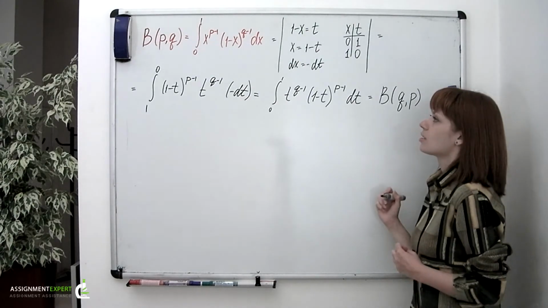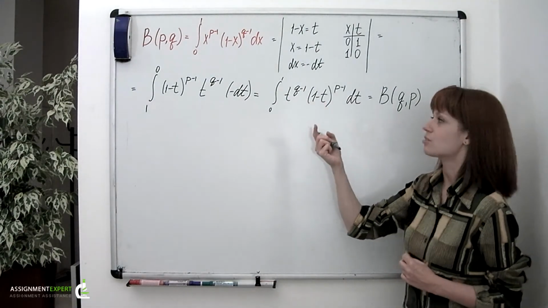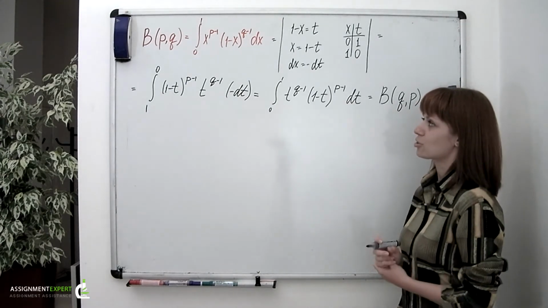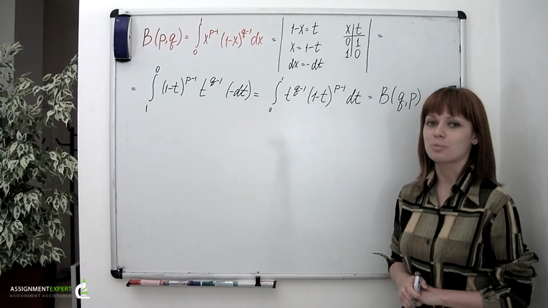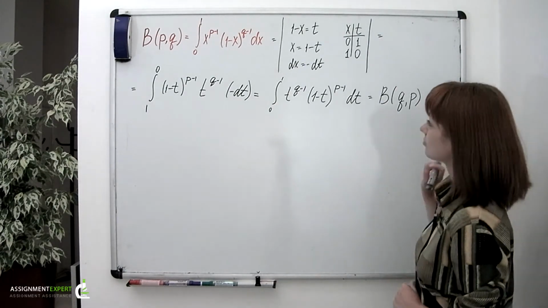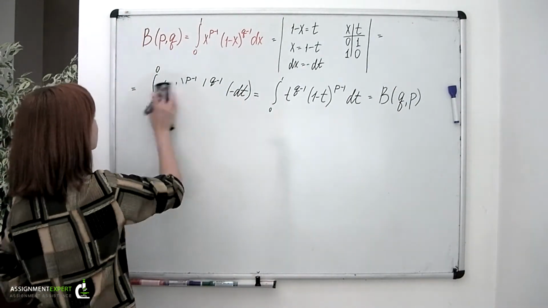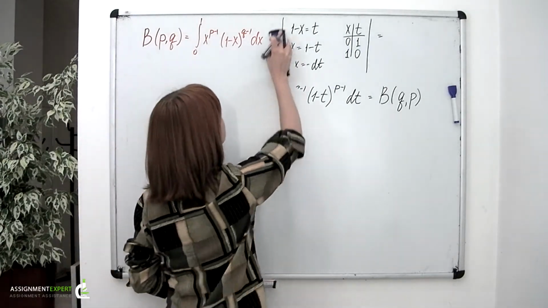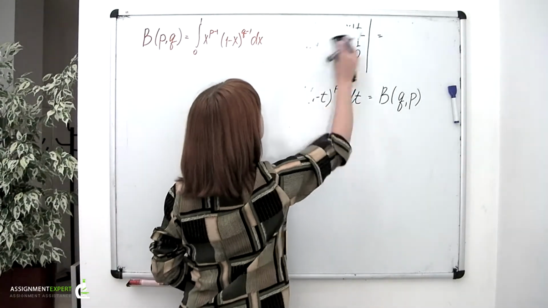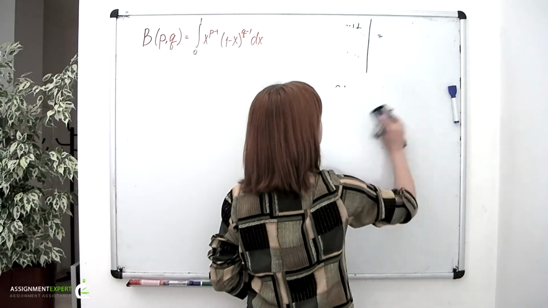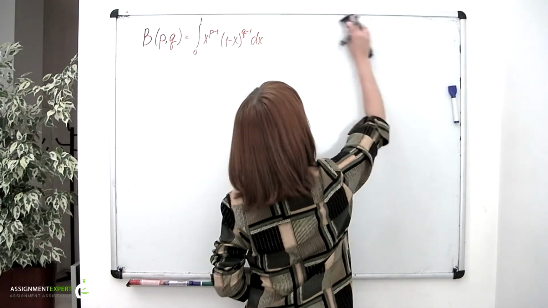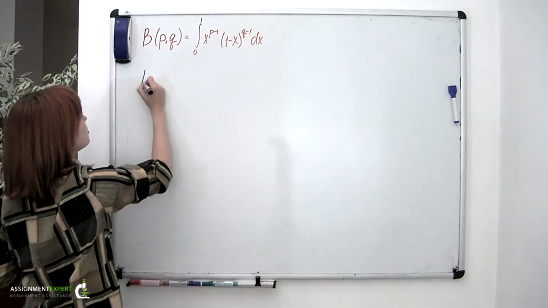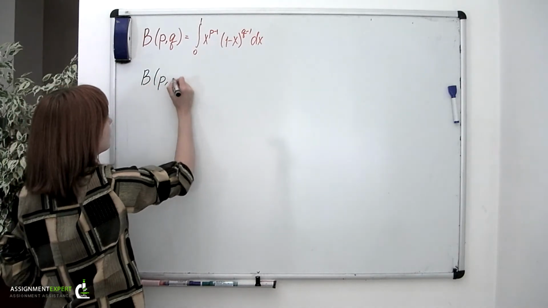So once more, switching values of p and q parameters in the formula of beta function doesn't affect the value of beta function. This property is called the property of symmetry. Now let's consider another important property of beta function. And for that, let's consider beta function of p and q plus 1.